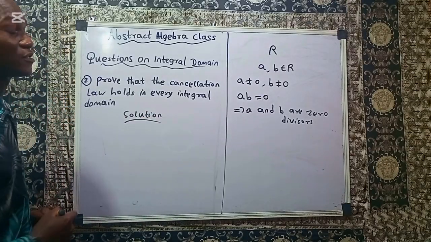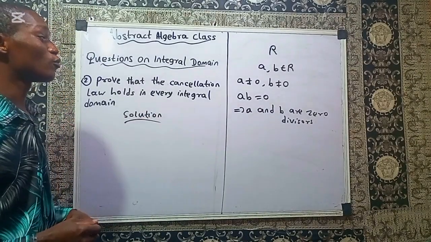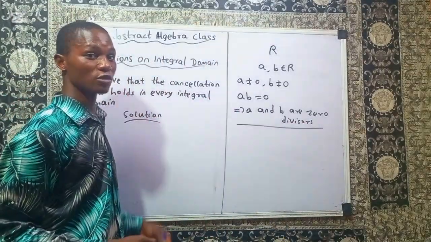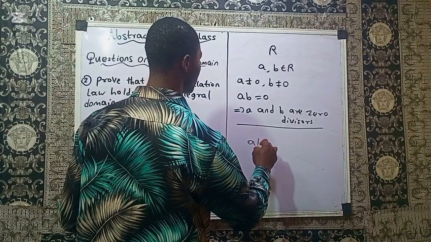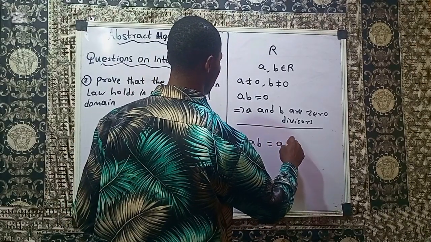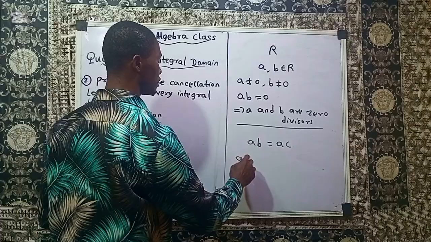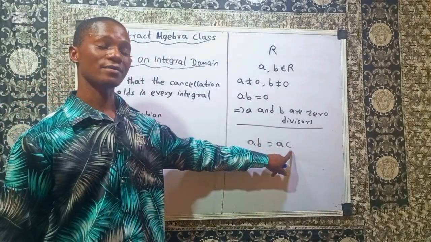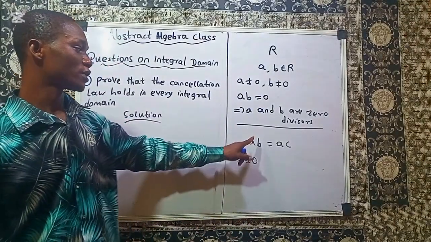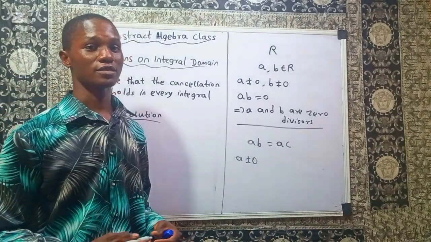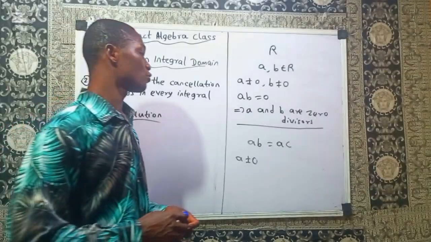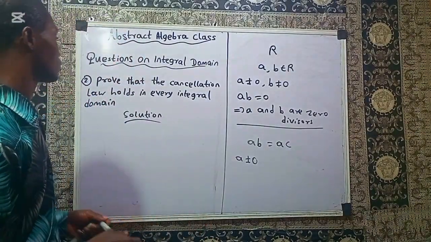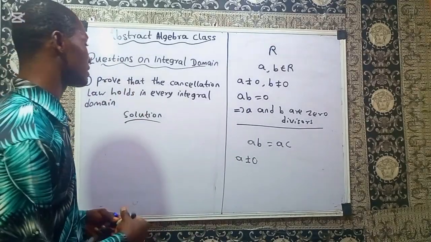So we are going to look at the proof. We want to prove that the cancellation law holds in an integral domain. What does the cancellation law say? Assume you have a times b equals a times c with a not equal to 0. Then you can cancel those a's on both sides, which we already know in the set of integers. That's what the cancellation law says. We want to show that it holds in every integral domain.